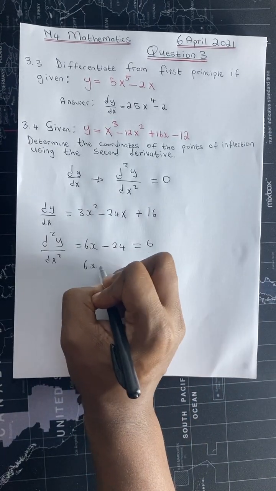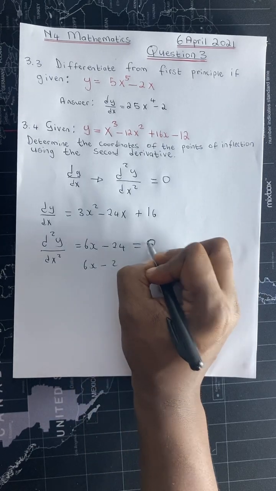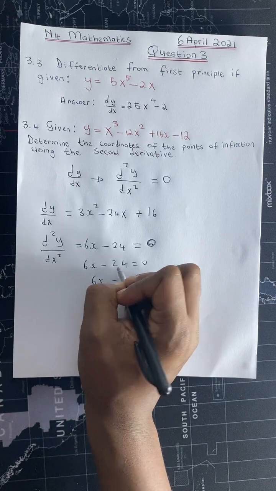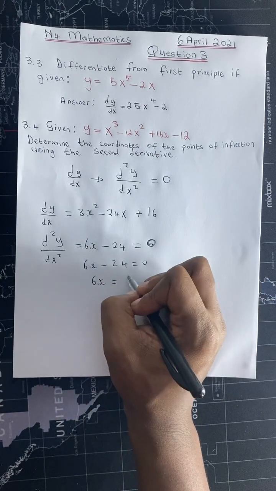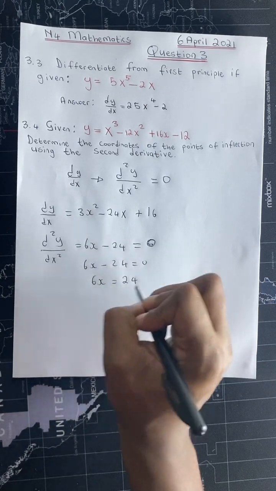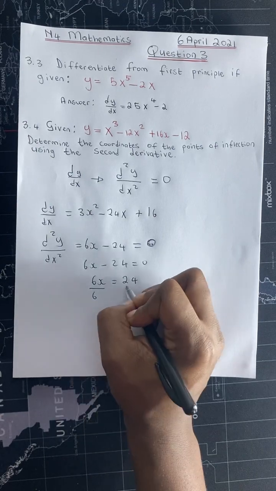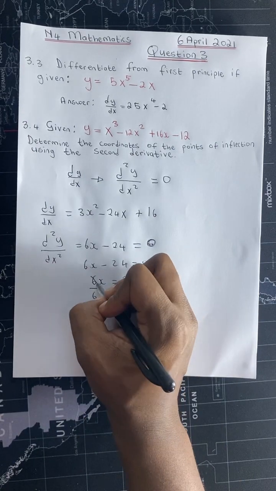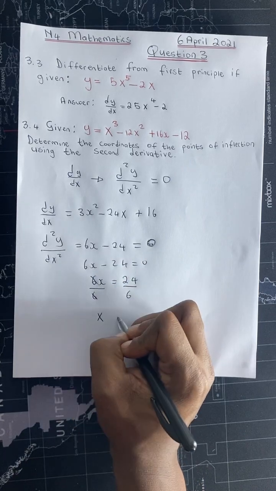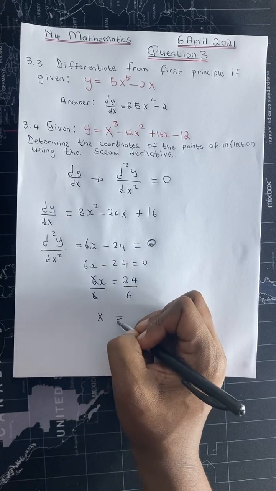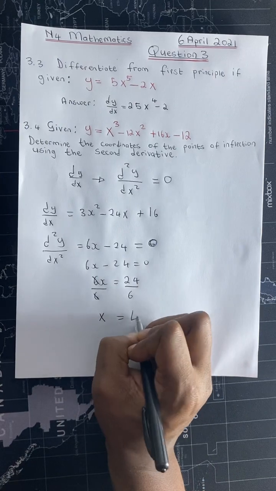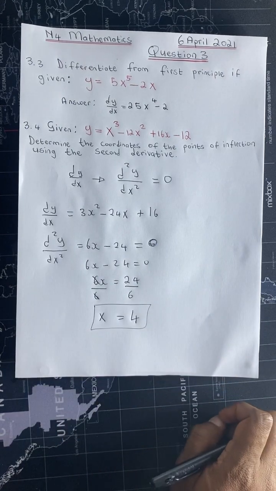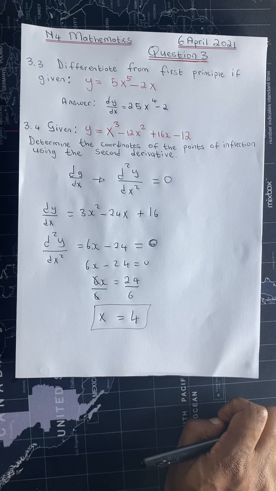So you have 6x minus 24 is equal to 0. We take the 24 to the right, it's going to change sign from negative to positive 24. And in order for us to find the x coordinate of the point of inflection, we have to divide by 6. So x will be equal to 24 over 6, which is equal to 4. So we managed to get the x coordinate of the point of inflection.